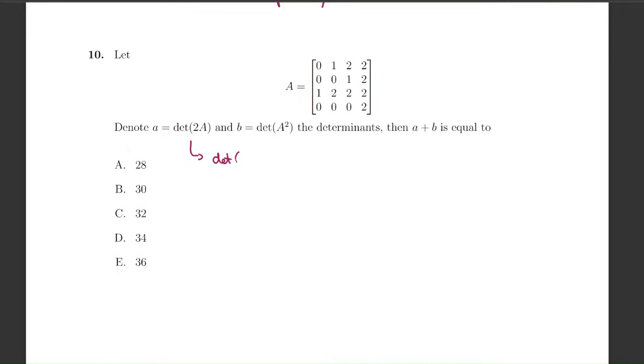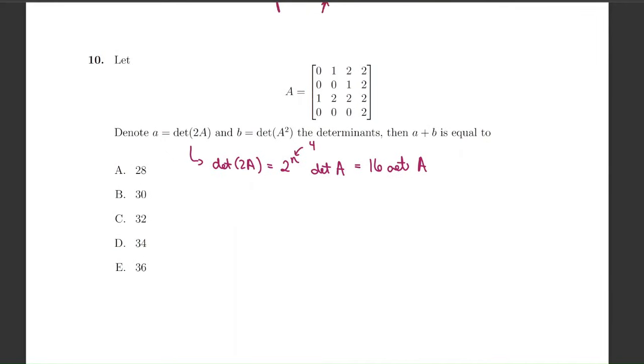So the determinant of 2A is going to be 2 to the n, where n is the dimension of A. So the dimension of A here is going to be 4. It's a 4 by 4 matrix. Times the determinant of A, which is equal to 16 times the determinant of A.